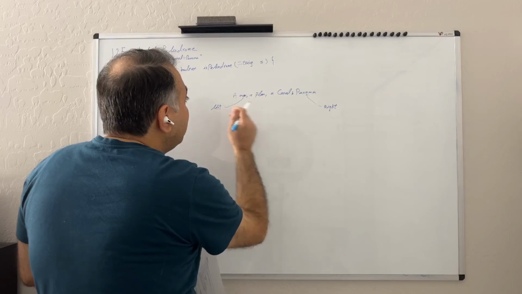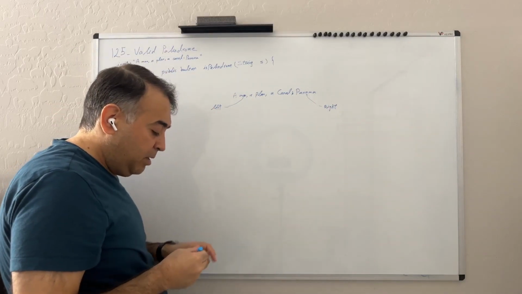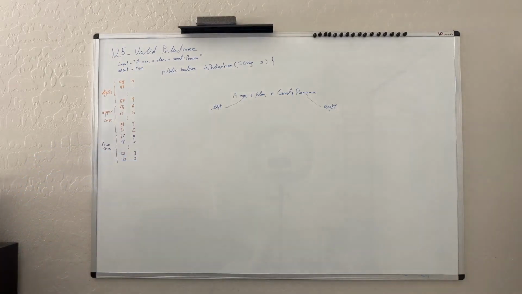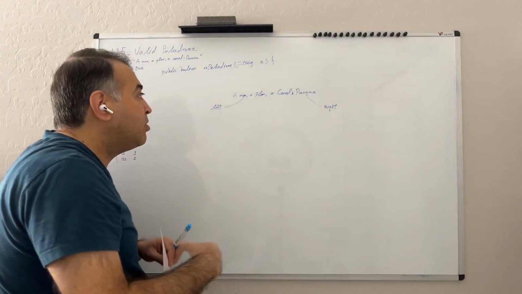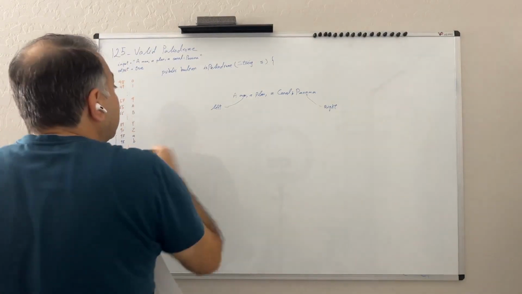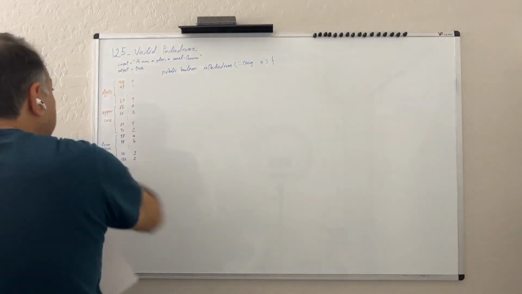I can do the same thing until these two pointers pass each other, and I find that, okay, this string is a palindrome. So let's implement this solution and see what changes we need to make.